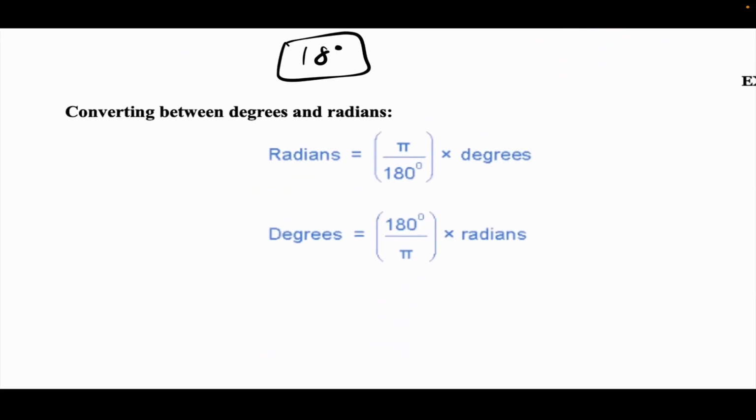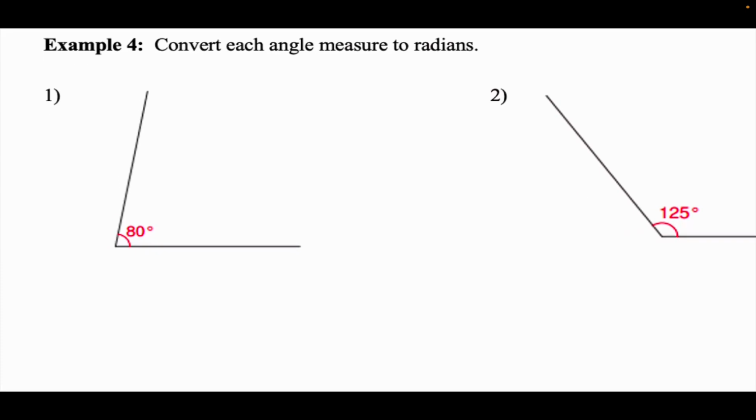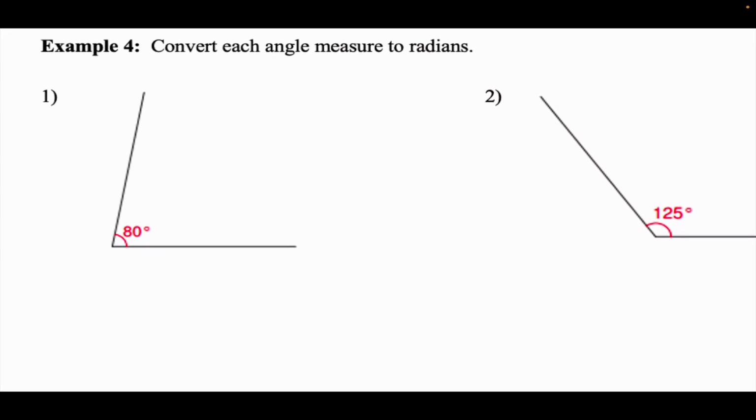Okay. So how do we convert from degrees to radians? Well, if your question asks about radians, you're going to use the top formula. If your question asks about degrees, you're going to use the bottom formula. So it just depends on what they're asking for. Okay? So let's go to example number 4. Is this question asking for radians or degrees? Radians. So we're going to use the top formula.